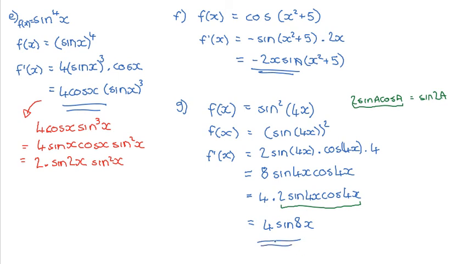And there's a lot of good reasons why you might want to change that into, like for instance, if you want to integrate. That's a lot easier to integrate than this is, for instance. Obviously that's in the future, but it's nice to spot these trig identities hiding in there. So 4 sine 8x. And the very last example, part H.